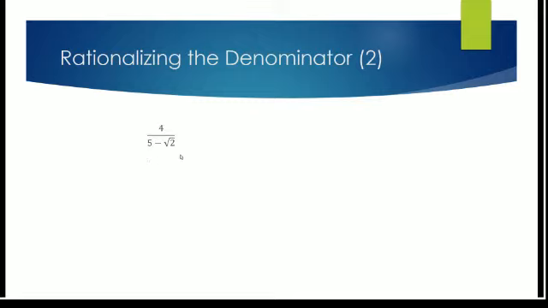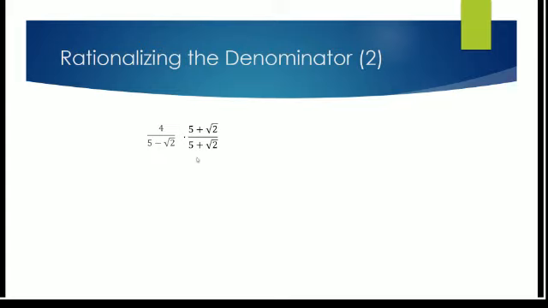In fact, what you do is you try to produce a difference of squares. Remember that was a minus b times a plus b. So if this is minus, you're going to multiply by a plus version, and if it's already plus, you'll multiply by a minus version. This is called the conjugate of 5 minus the square root of 2. The conjugate is 5 plus the square root of 2. It's the same values, but with the opposite sign.